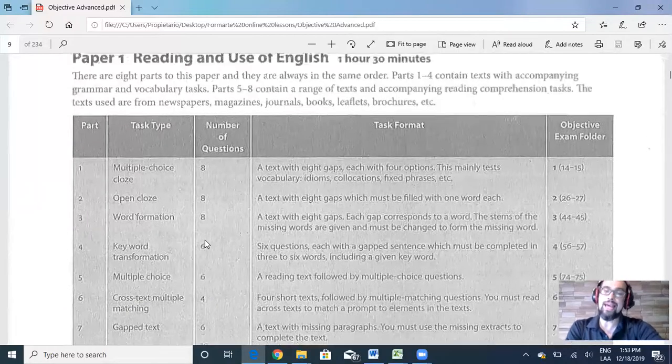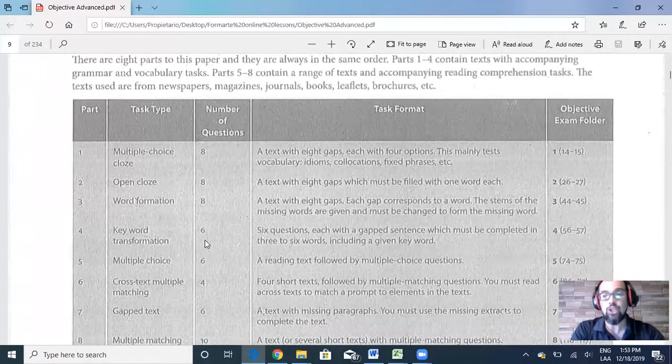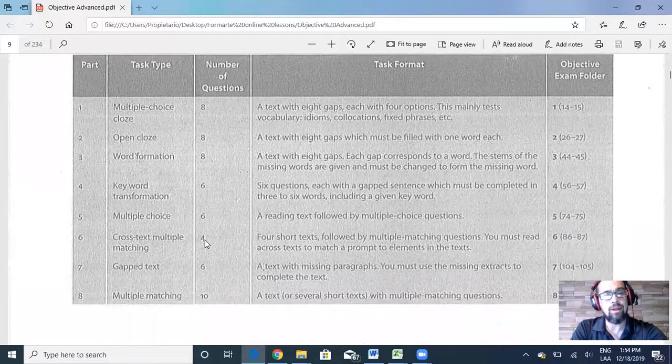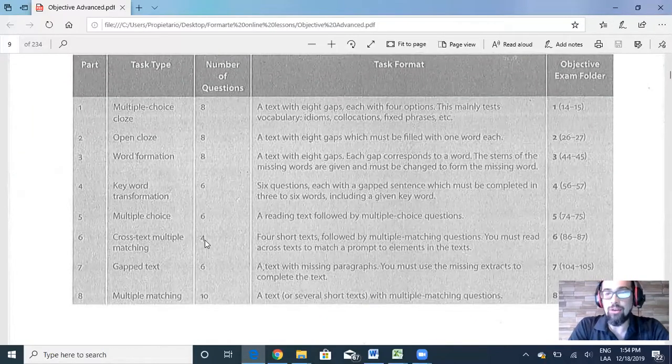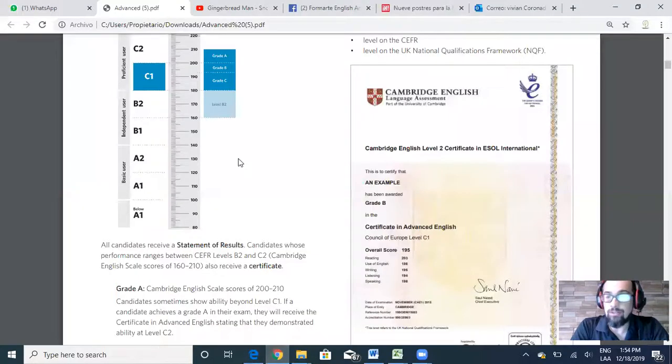In this test, they're going to evaluate reading and use of English at the same time. So it's like 2 tests in one. Little by little during this course, I will explain to you in a very specific way. For example, parts 1, 5, 6, 7, and 8 are reading. They're going to evaluate your reading in those parts. And parts 2, 3, and 4, they're going to evaluate use of English. So just for you to know how this works. I also have here an example of a real test, and I think it's very, very important.